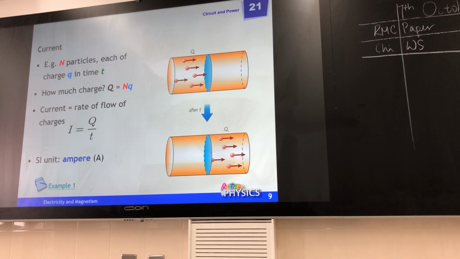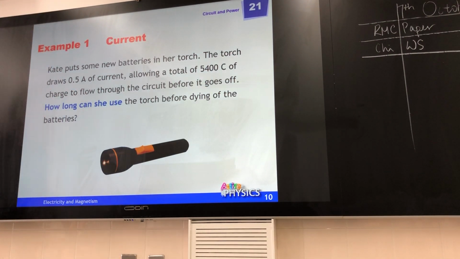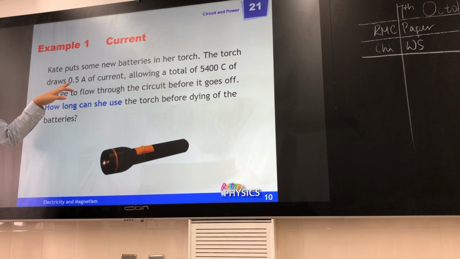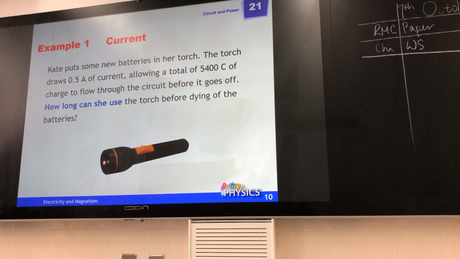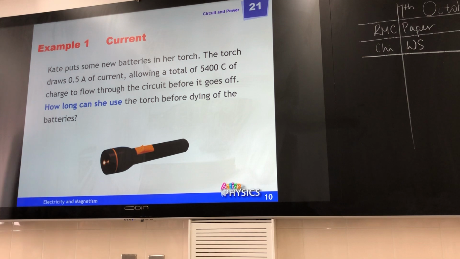This equation is really simple, right? You can all calculate it, so let's go straight to the next one. So Kate puts some new batteries in her torch. It draws 0.5 A and allows a total of 5,400 coulombs of charge to flow through the circuit before it goes off. So how long can she use the torch before the battery runs out? I'll give you 10 seconds. 10, 9, 8, 7, 6, 5, 4, 3, 2, 1.